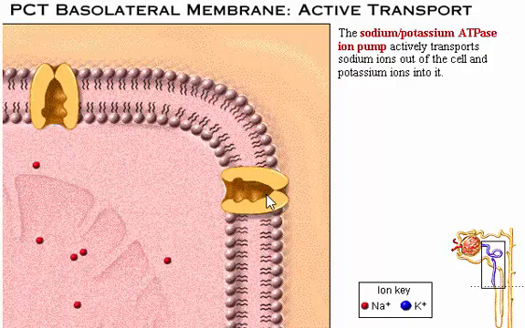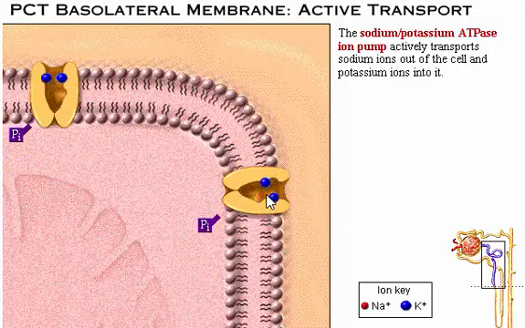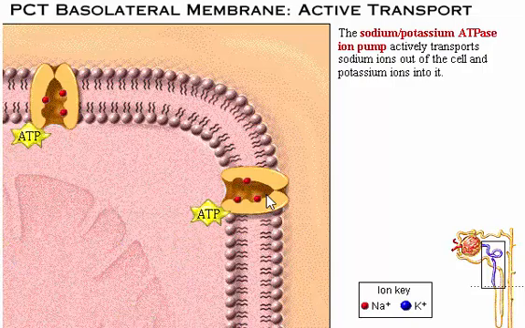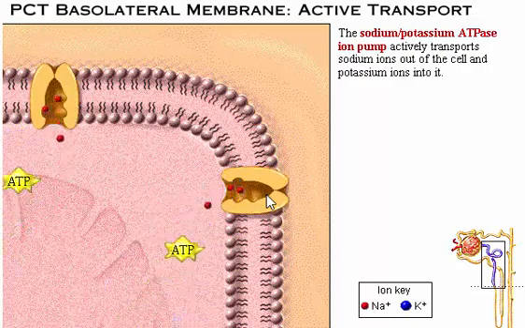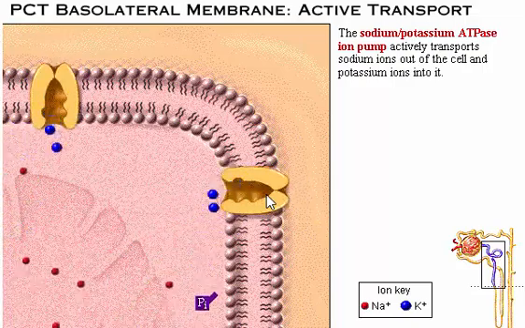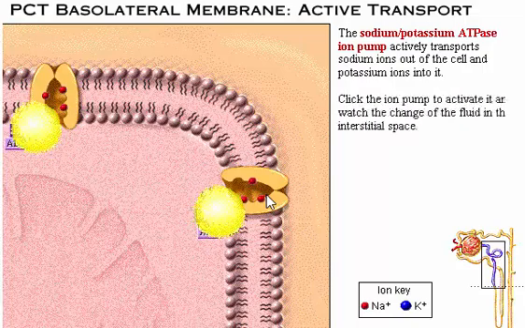Using energy from ATP, the ion pump carries out primary active transport of sodium ions out of the cell and potassium ions into the cell. As it yields its energy, ATP is converted to ADP and an inorganic phosphate ion, or Pi. The sodium-potassium pump is found in the basolateral membrane of many regions of the nephron. Now click the ion pump again to see its effect.